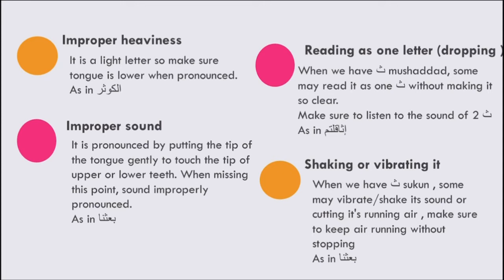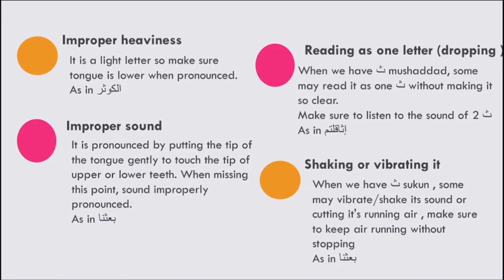So it is al-kawthar, al-kawthar, al-kawthar, like this. Do not make it heavy. Like this, you elevate the back part of the tongue when you read Tha, so you make it heavy instead of being light. And this is the mistake number one.